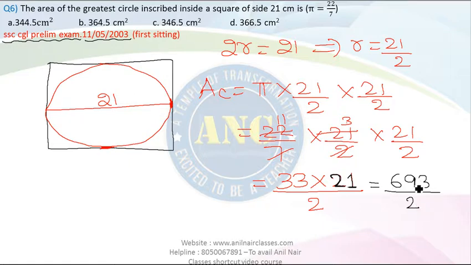Suppose if it is 700, 700 divided by 2 is 350, right? It is 350, but 693 is 7 less than 700. So that 7 by 2 is nothing but 3.5. From 350 subtract 3.5. 350 minus 3.5 is 346.5 centimeter square, which is nothing but option C.